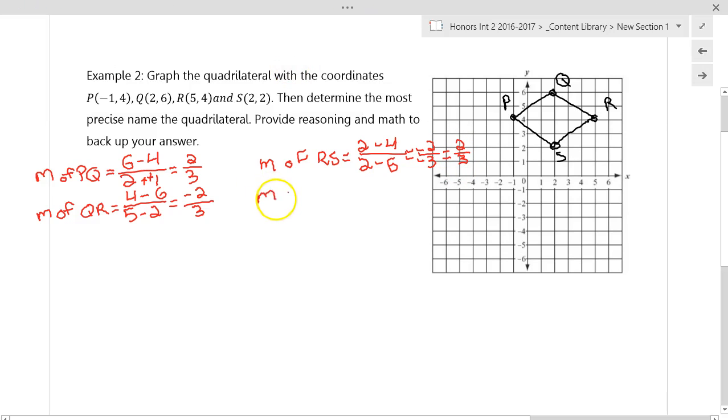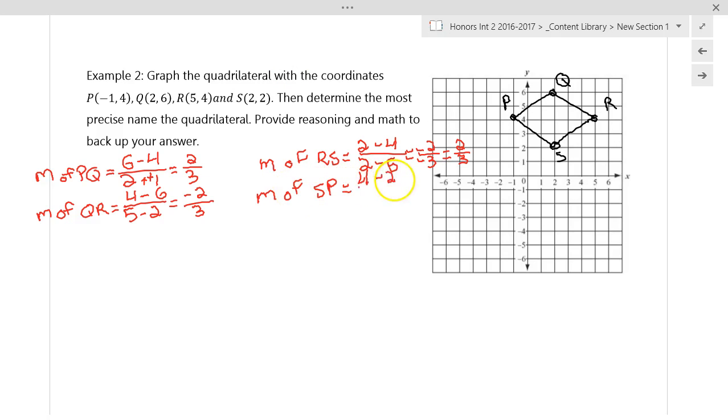And then the slope of ST equals 4 minus 2 over negative 1 minus 2. That's 2 over negative 3, which is the same as negative 2/3. You can always just pull that negative. If there's only one negative, just pull it out to the front.